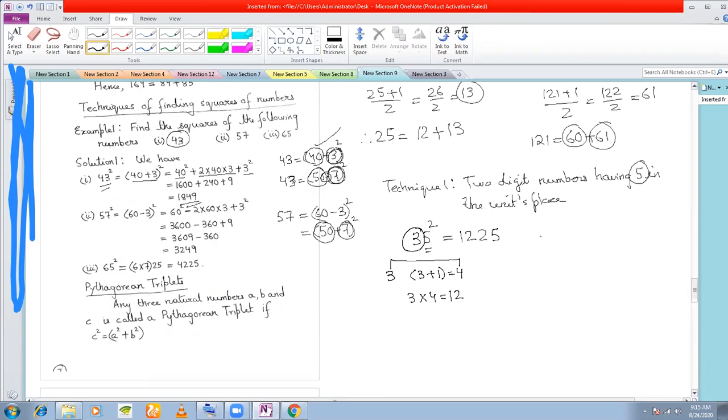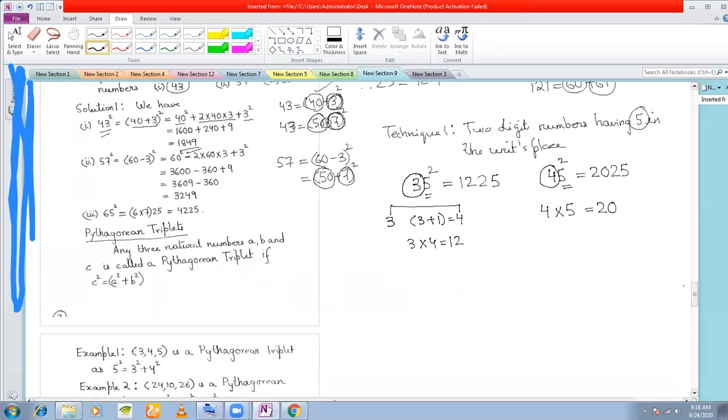Another example to make it clearer. Say I have 45. I want to find out the square of 45. So first of all, I will square 5 to get 25 here. I'll write it as it is. Next, I look at this digit 4. What is the digit after 4? After 4 I have a 5, and I multiply these two to get 20. So my square is 2025. So this is a 2-second technique to find out the squares of numbers which have 5 in the units place. Any questions here?